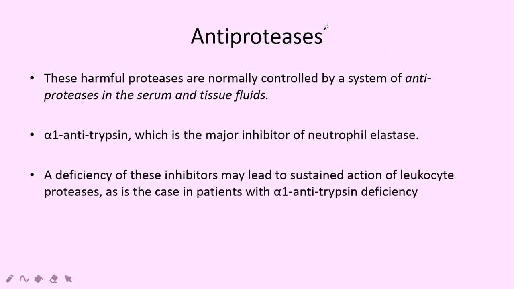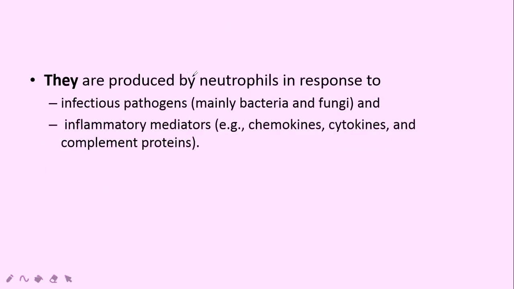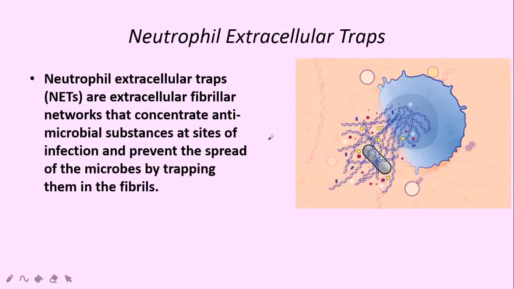Now, antiproteases. The harmful proteases are controlled by a system of antiproteases in serum and tissue fluids. The most important of them is alpha-1 antitrypsin, which is a major inhibitor of neutrophil elastase. They are produced by neutrophils in response to infectious pathogens and inflammatory mediators.